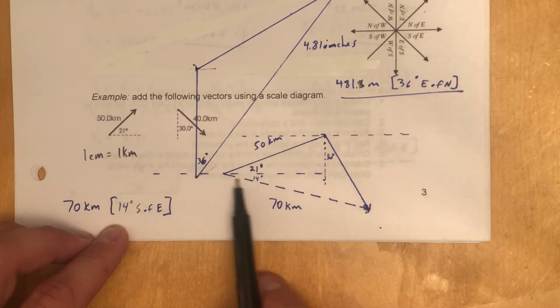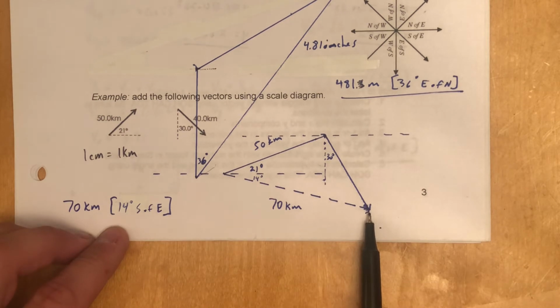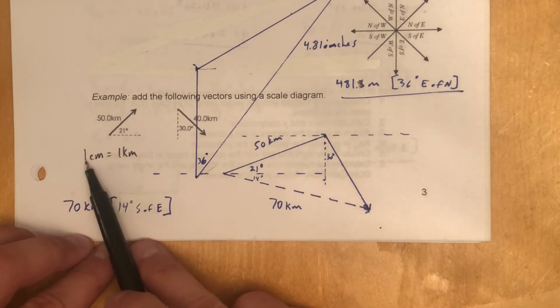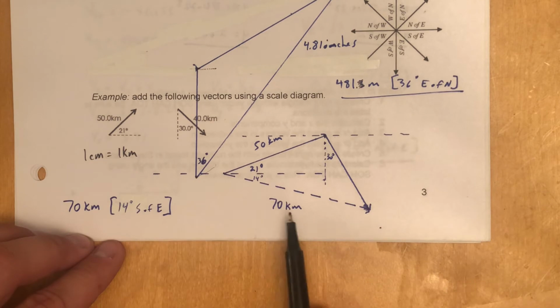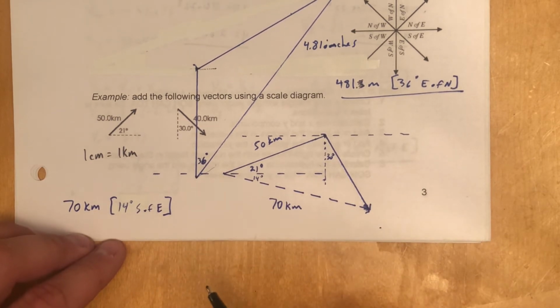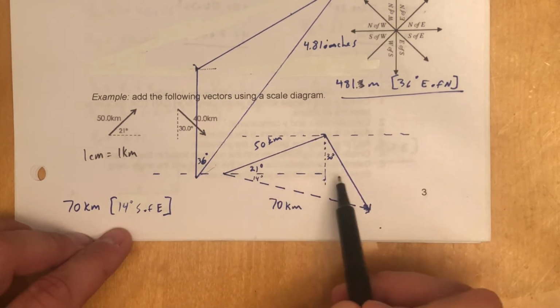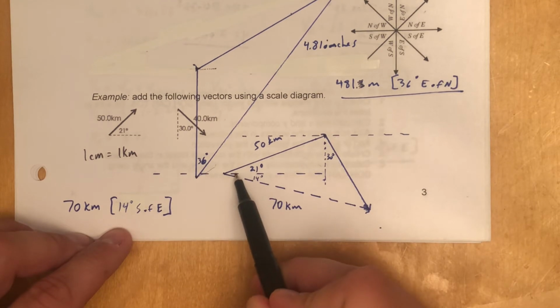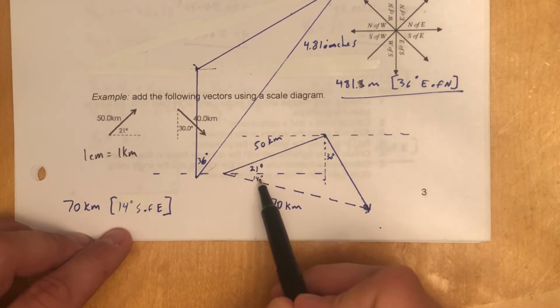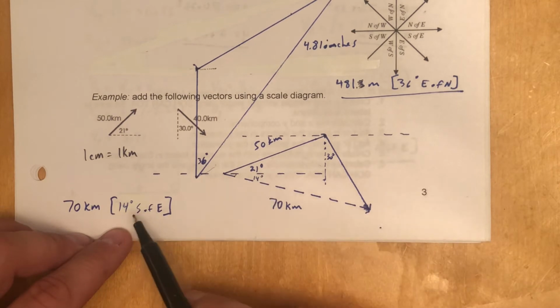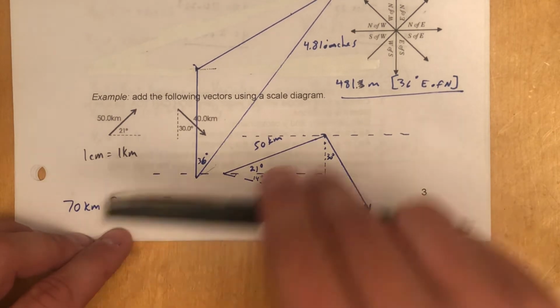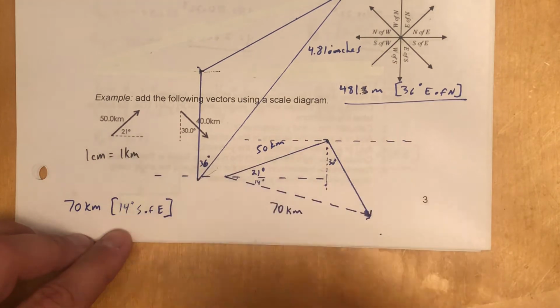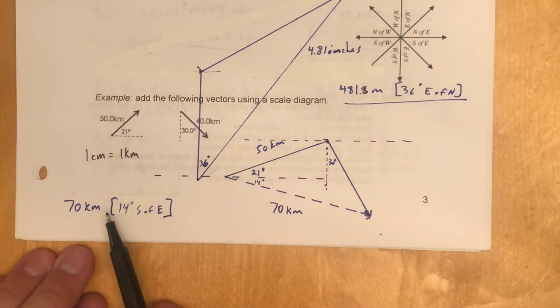And I measured it again. It came out to about 7 centimeters. So I converted it using my scale factor here, 1 centimeter being 1 kilometer. So that was approximately 70 kilometers. And lastly, you always need your angle. So I went back to this reference point right over here, the horizontal line, and then I measured this small angle right over here to be 14 degrees. And so that was 14 degrees south of east. So it was east, and then it's 14 degrees south of east. So this would be our final answer right over here.